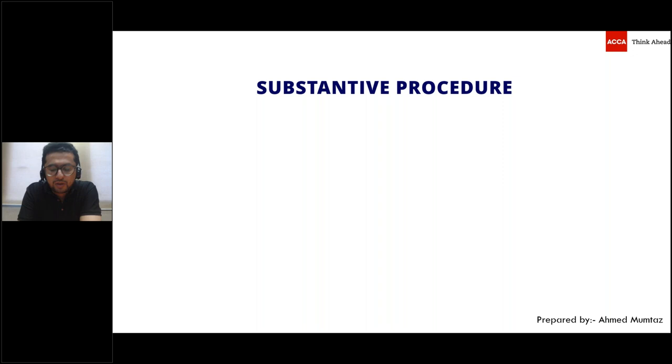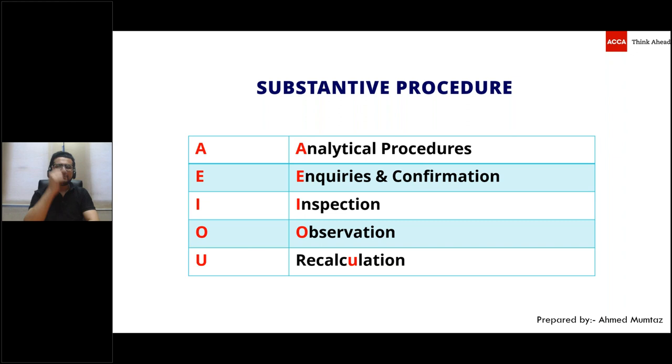Okay, now, what do we have in substantive procedure? Well, we have got a mnemonic called AEIOU. Let's explore them one by one. A stands for analytical procedures. Analytical procedures means comparison of the financial data with the non-financial data, comparison of the financial data, maybe this year's financial statement with the budgeted financial statement, this year's financial statement with the industry average, this year's financial statement with the competitor, this year's financial statement with the forecasted number. So this is what we call analytical procedures.